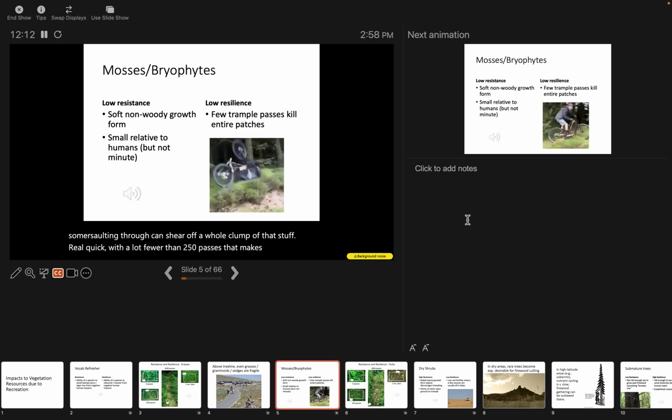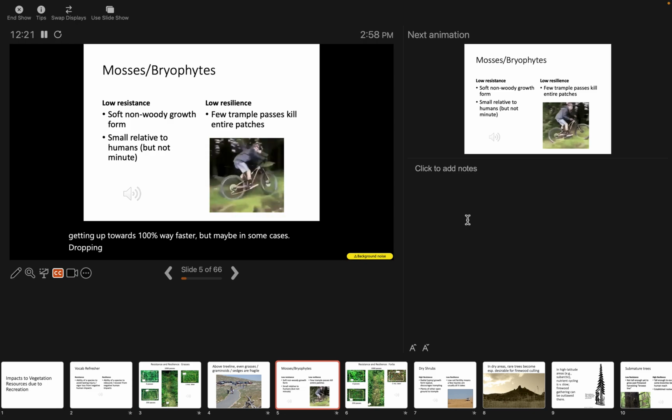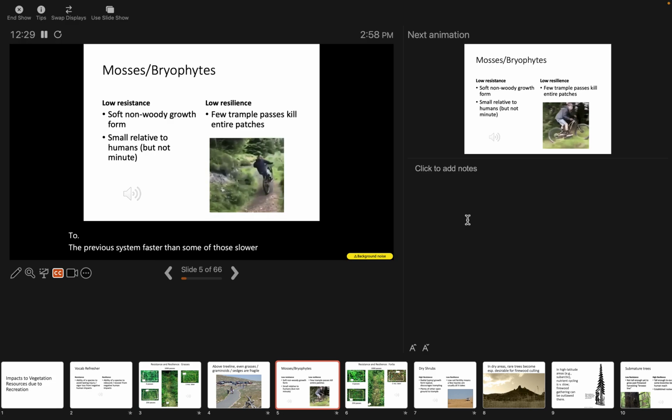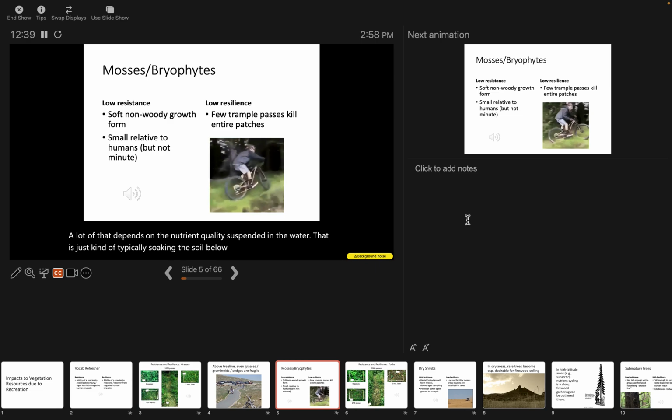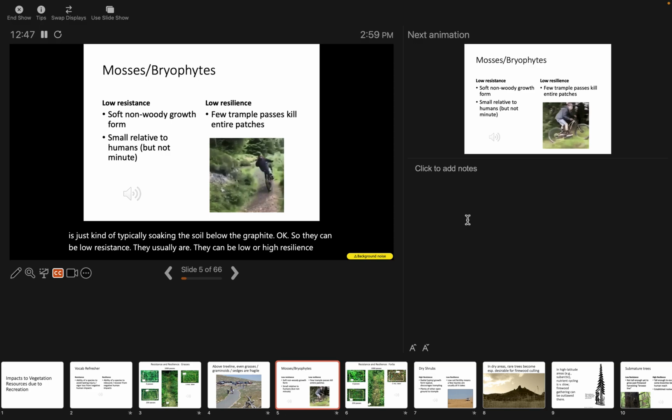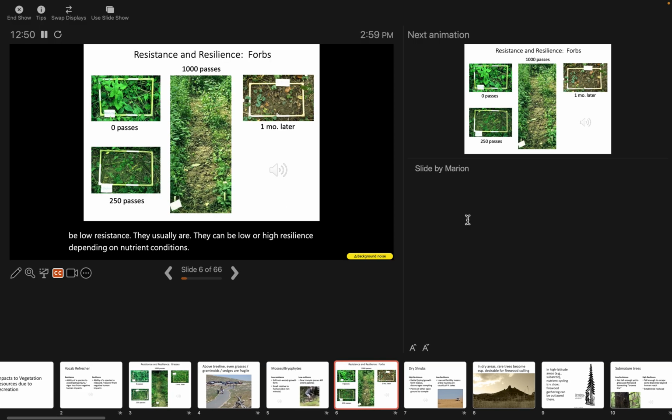Does that make sense? So we're getting up towards 100% way faster, but maybe in some cases dropping back down to the previous system faster than some of those slower growing grasses. A lot of that depends on the nutrient quality suspended in the water that is typically soaking the soil below the bryophyte. So they can be low resistance, they usually are. They can be low or high resilience depending on nutrient conditions. So that's kind of how that goes.